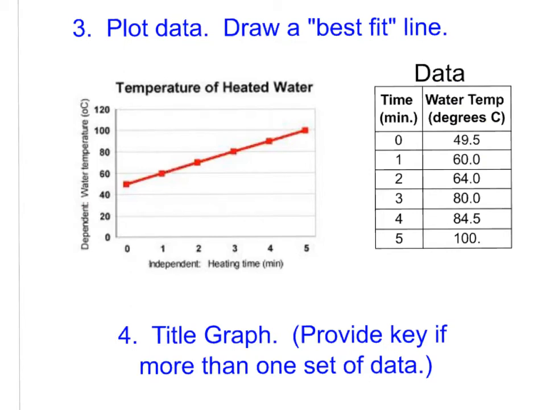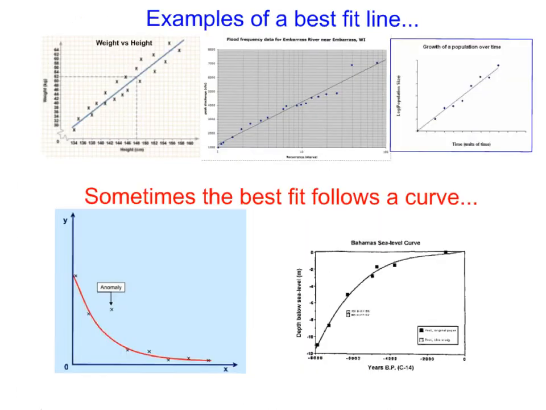Provide a key also if there's more than one set of data. Let's say you did this several different times, maybe at different elevations. You're doing something different and you're going to get different lines. Then you would need to provide a key. Maybe you could color them or indicate that they're different somehow, and indicate that in your key.